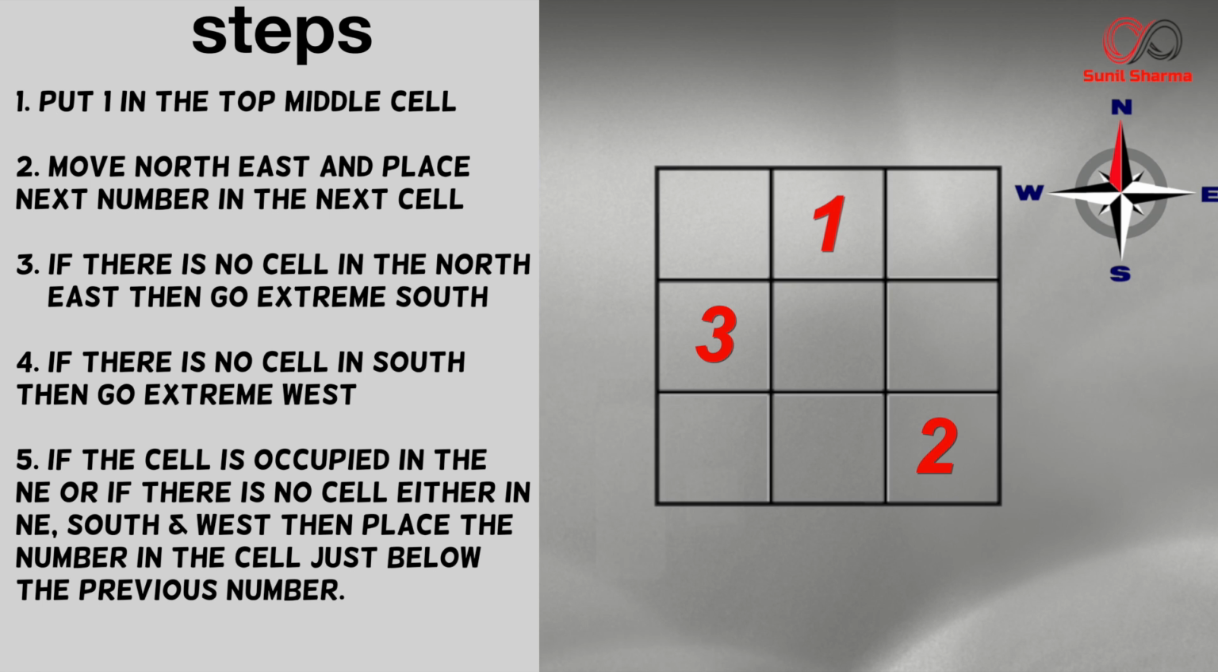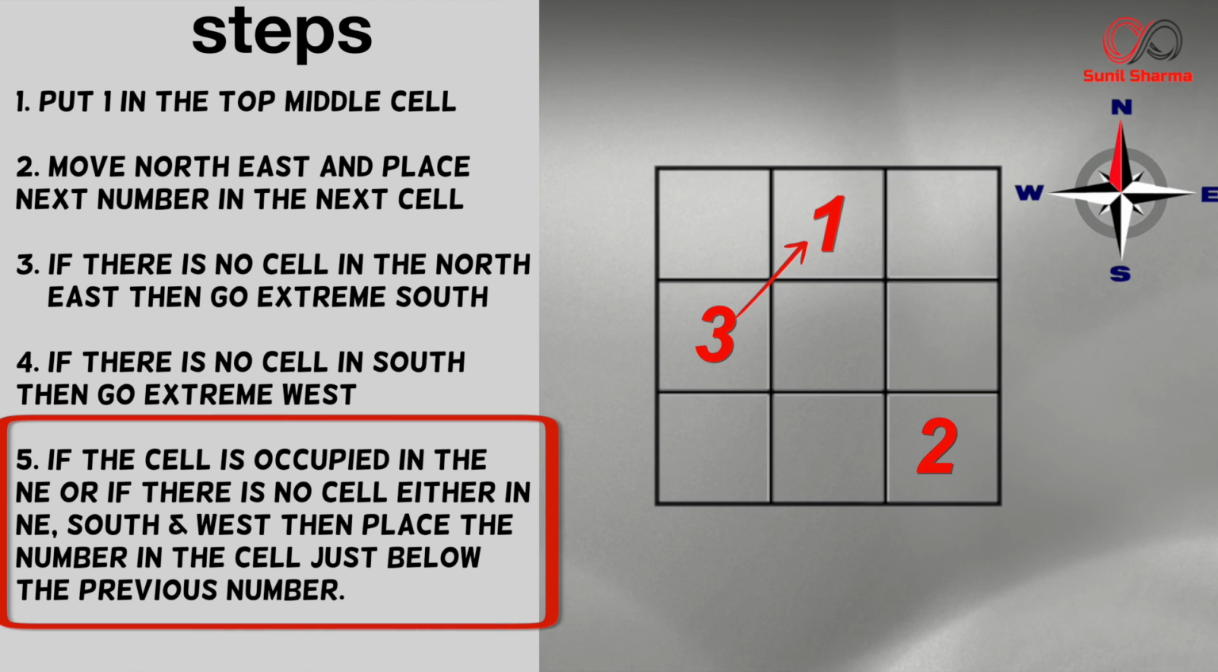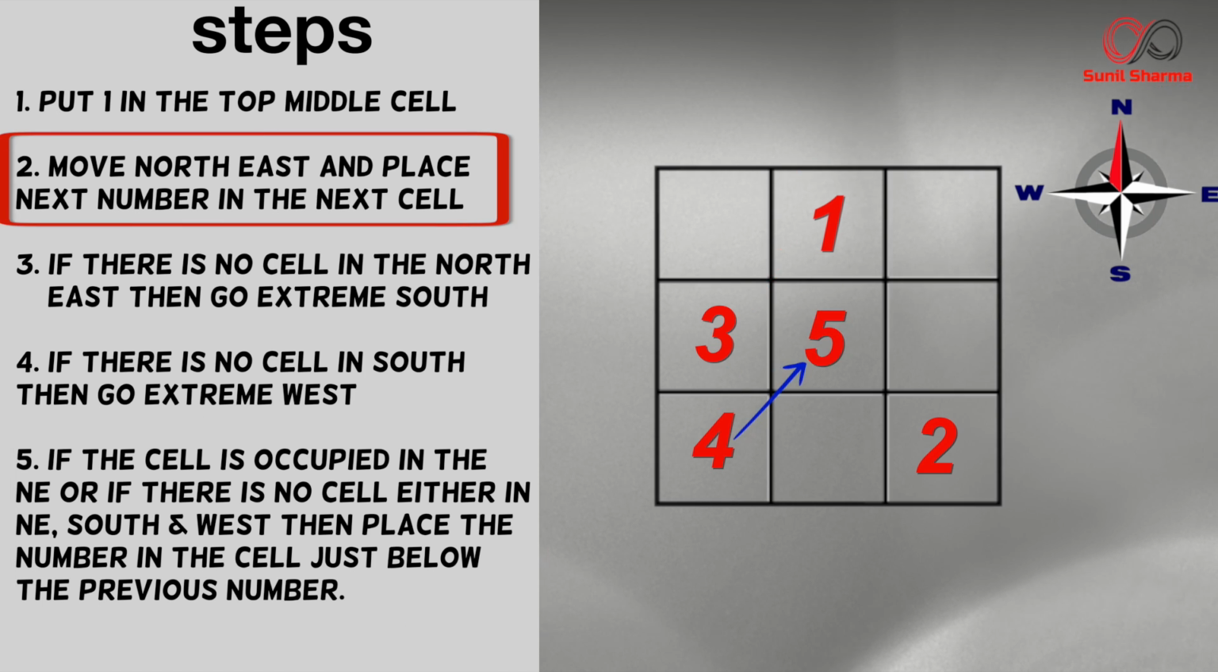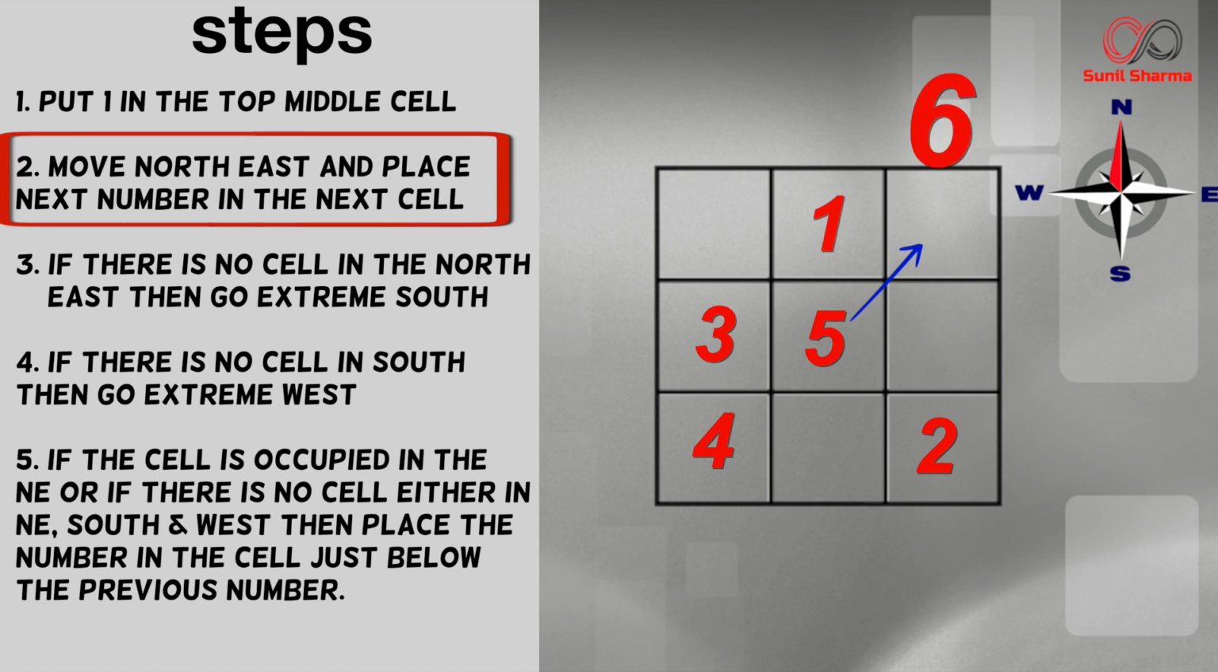Now again, let's move in the northeast direction. But observe, in the northeast direction, the cell is already occupied. In that case, we are going to follow rule number 5, which says that while moving in the northeast direction, if the cell is occupied, then place the next number exactly below it. So let's place 4 below 3. Let's move in the northeast direction and place 5. Likewise, again, move in the northeast direction, place 6.